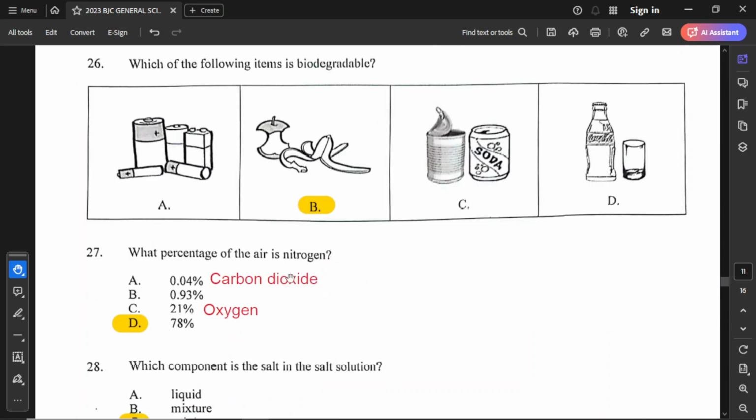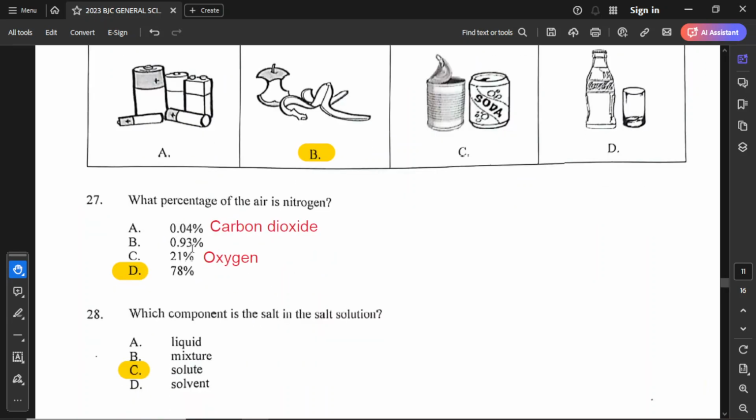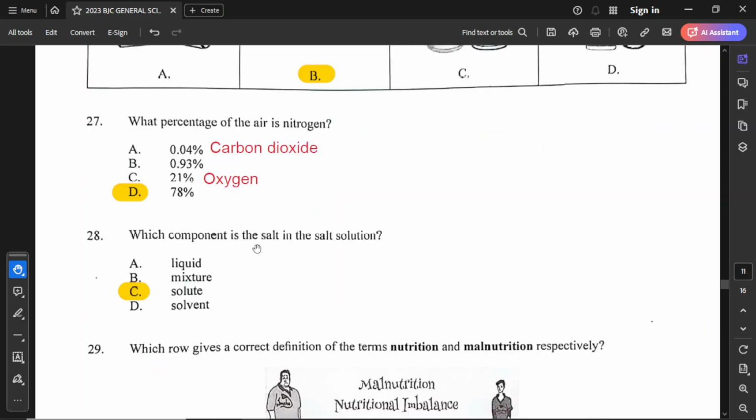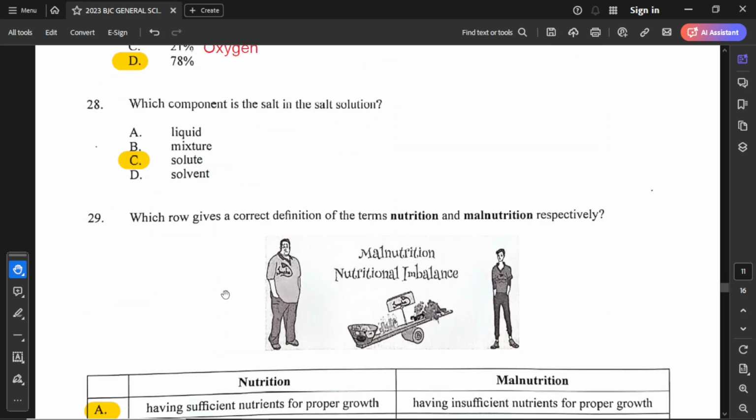For 27, what percentage of air is nitrogen? That is about 78%. 0.04 will be carbon dioxide, 21 will be oxygen, and 0.93 will be the other gases. 28, which component is the salt in the salt solution? Salt will be the solute, while water will be the solvent. So C is the correct answer there.